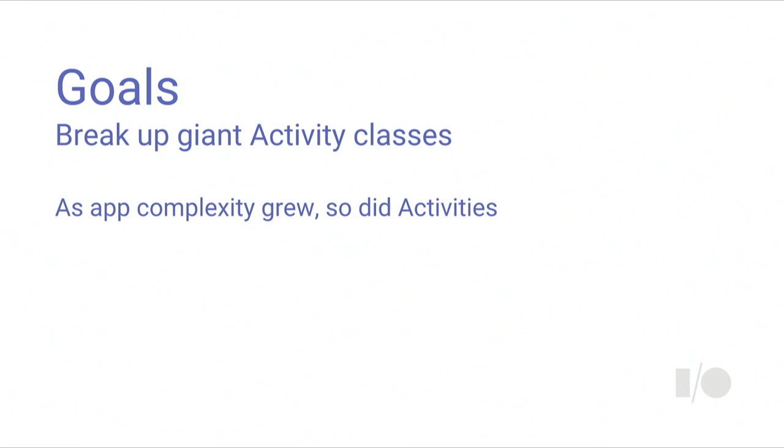The first one of these goals, though, was really just to break up these giant activity classes. And this is a problem that happens whether you're dealing just with small phone screens or if you're trying to scale across many different screen sizes. It's just natural that as app complexity grows, so does the complexity of these big entry points that can grow to be these God objects if you're not careful.